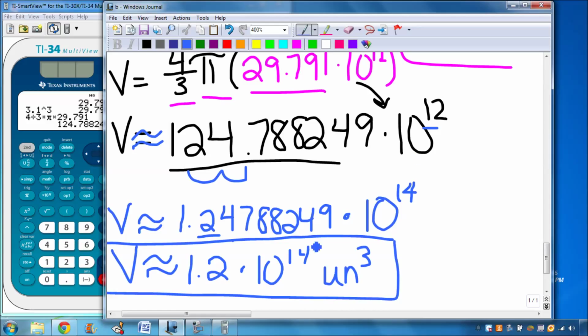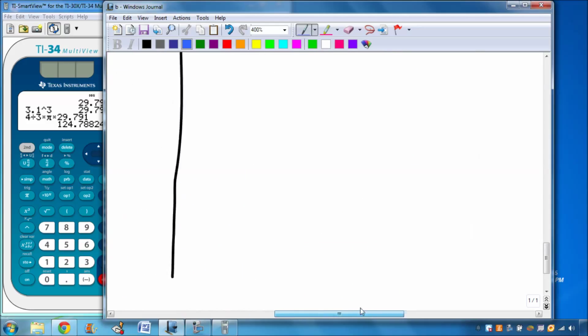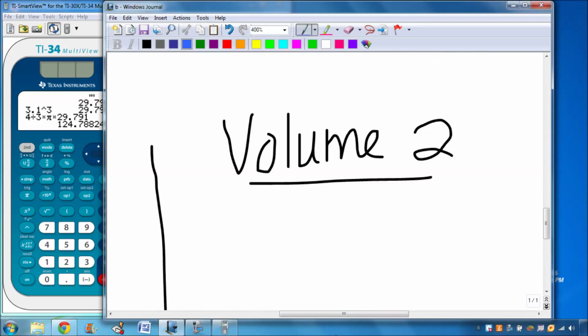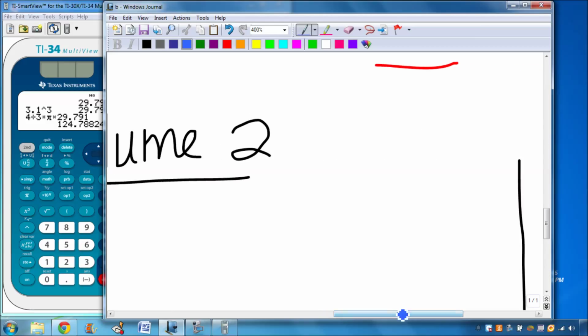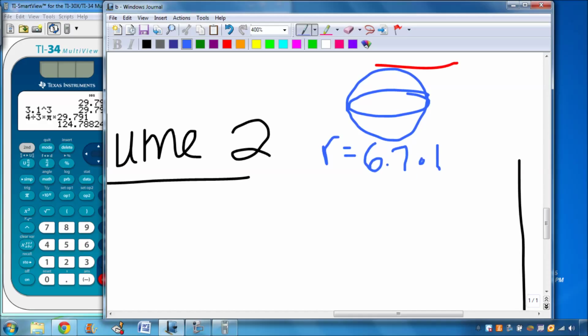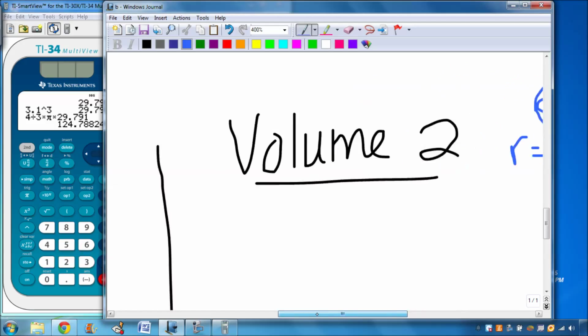All right, so now let's find the volume of the second sphere. So now we're going to do volume 2. And same thing, we have our sphere. So here's our sphere. And we know that the radius in the second one is 6.7 times 10 to the 3rd power. So let's go ahead and figure this all out.